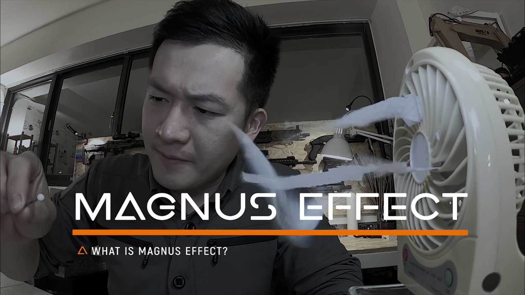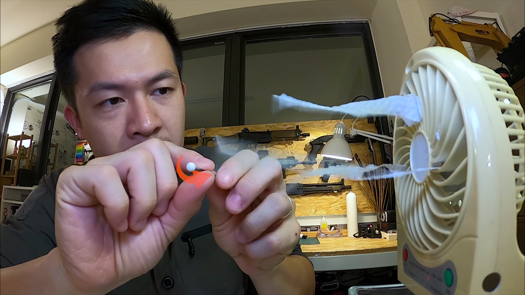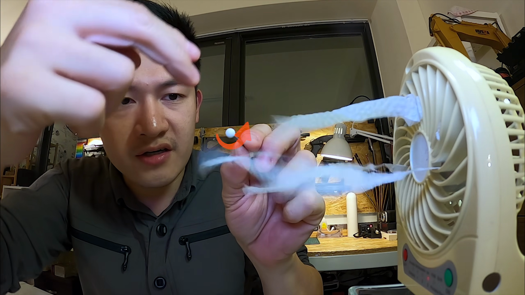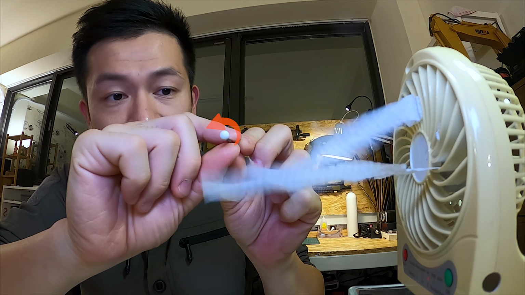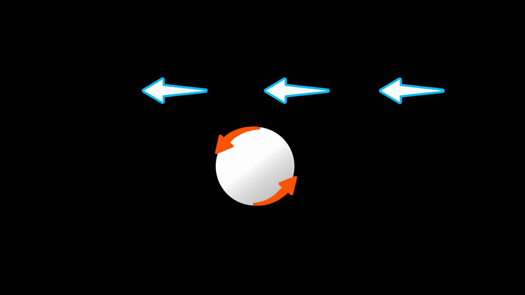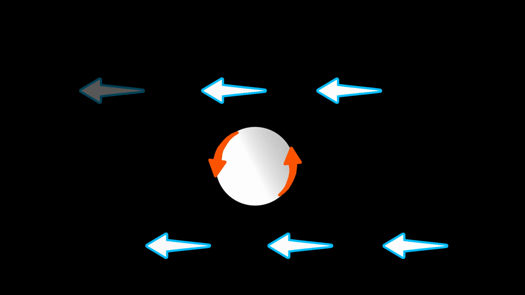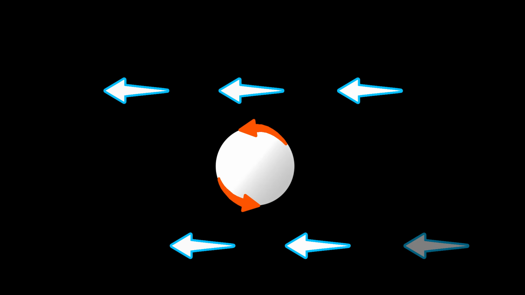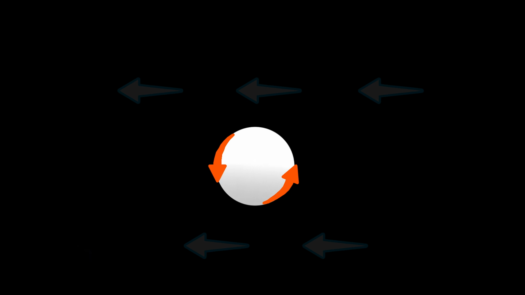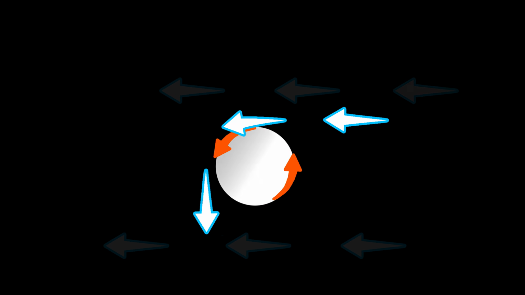According to the Magnus Effect, as the backspinning BB leaves the barrel and enters the air, the air is flowing around the BB from the front to the back. But since the BB is spinning backwards, the air on the top flows in the same direction as the backspinning BB, and the air at the bottom flows in the opposite direction. Because of friction between the BB surface and the air, the backspinning BB drags the air from the top and pushes it downwards.